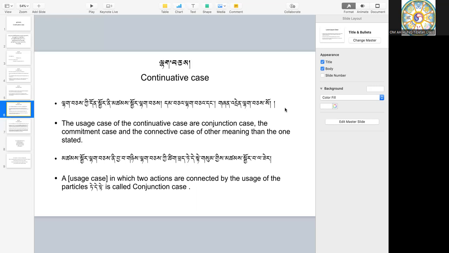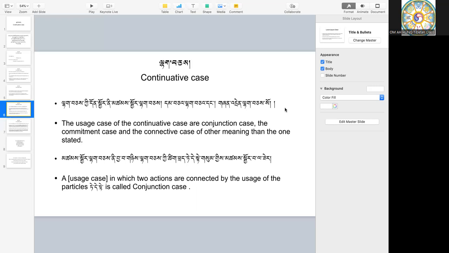A usage case in which two actions are connected by the usage of the particle te is called the conjunction case. Here the conjunction is done between two actions. It's not done between any two names or the like. It's done between any two actions. So it's a conjunction of two actions.